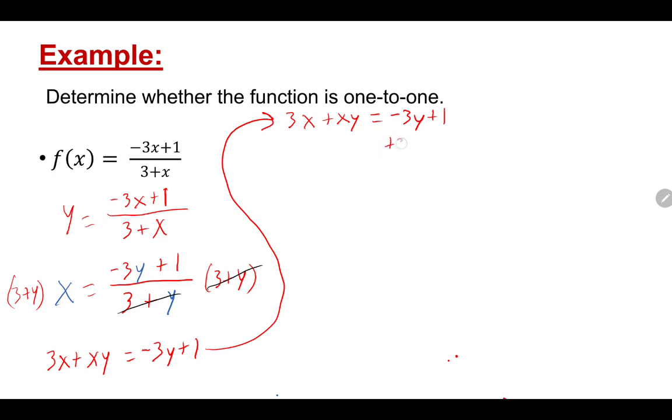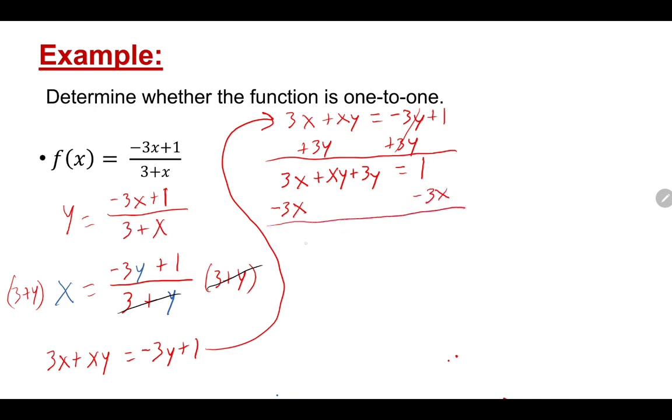I'm going to add 3y and add 3y. This gives me 3x plus xy plus 3y is equal to 1. I'm going to subtract my 3x because I want the x. I don't need that on this side. I just need y's on that side. So I now have xy plus 3y is equal to 1 minus 3x. All right, so now my y's are all on one side.